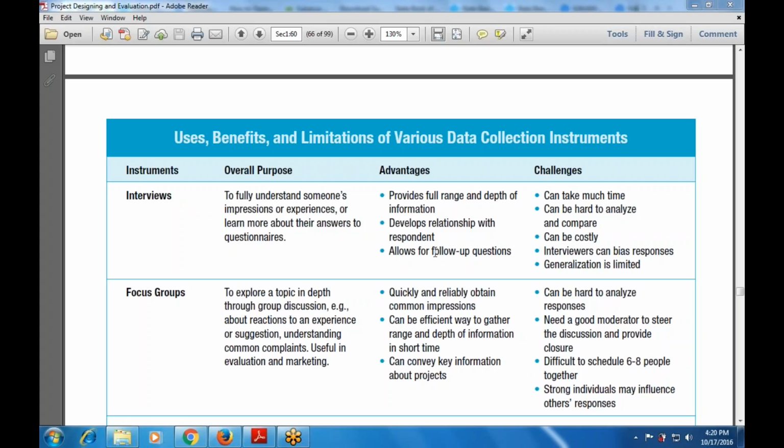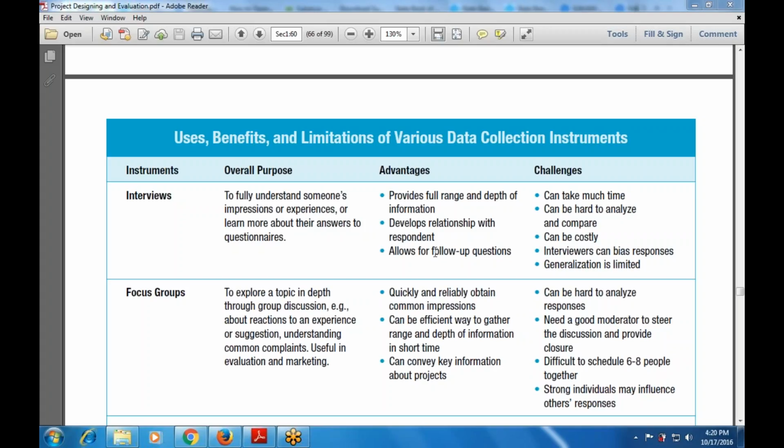So we can gather more and more ideas and information from different persons with the help of group discussion. Then it can convey key information about the project. What is the key information that is available about the project? So it can convey the key information about the projects.